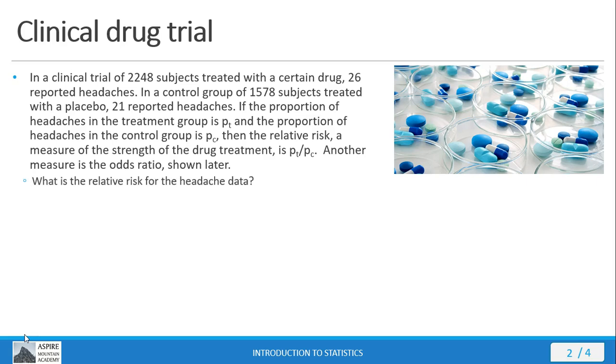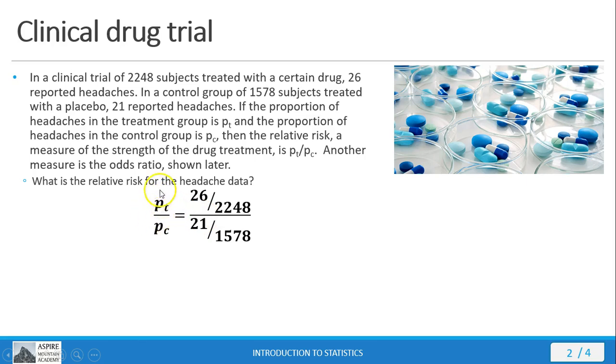Okay, so first we're asked, what is the relative risk for the headache data? Well, they give you the formula you need for relative risk. It's here in the problem statement, PT over PC. So all you have to do is write that out. PT is defined here as the proportion of headaches in the control group. So the control group is this right here. There's 1578 total and 21 report headaches. So that proportion for the control group is going to be 21 over 1578.